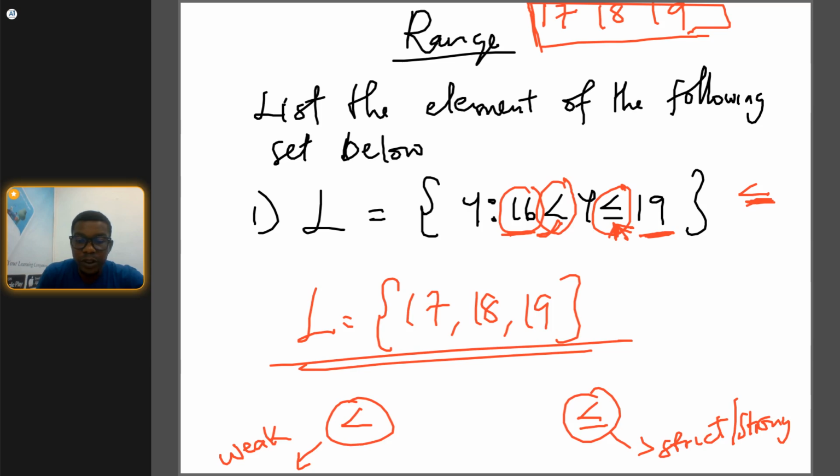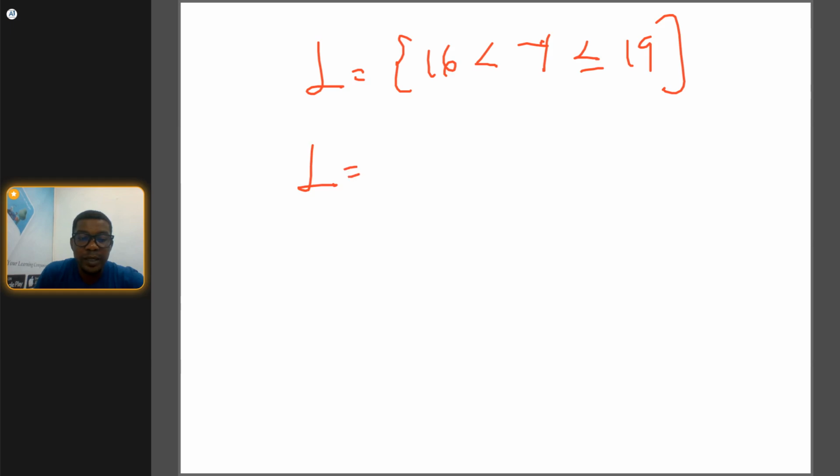Okay, so I have a question for us. What will be the elements in this question? I will need to explain, for the sake of one of us asking for a question. We have 16 less than y, less than or equal to 19, and we are asked to write the elements in this range. y such that 16 is less than y, less than or equal to 19.